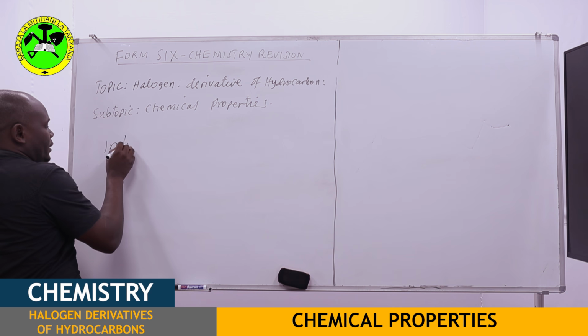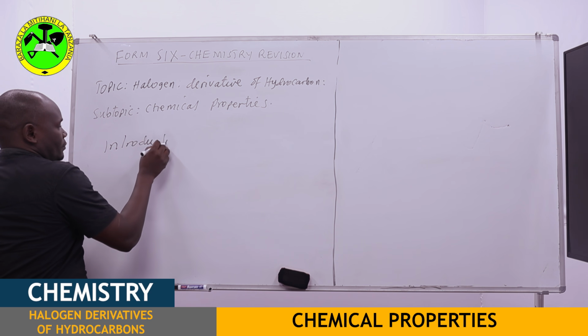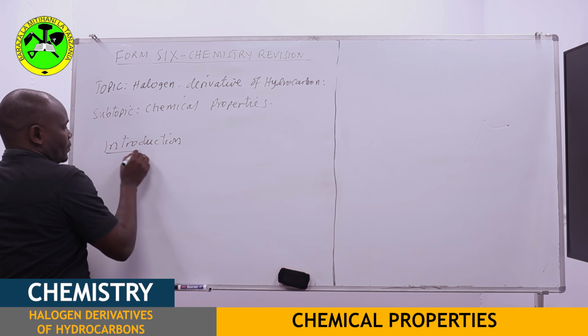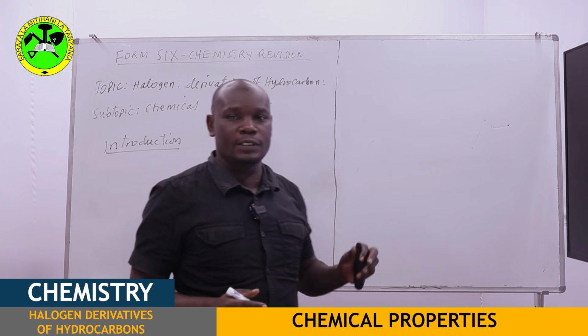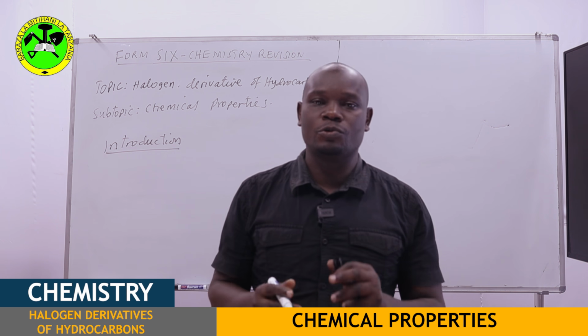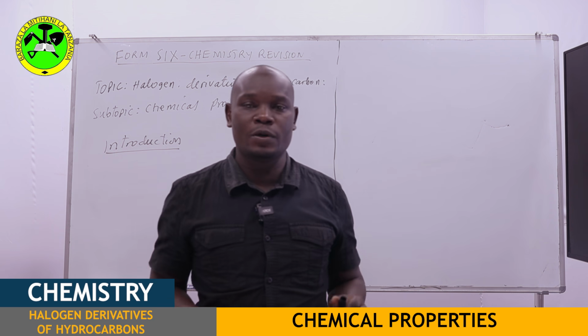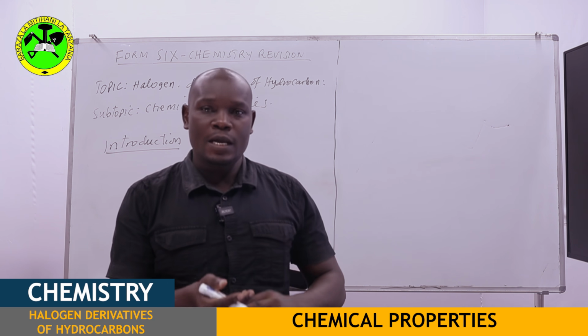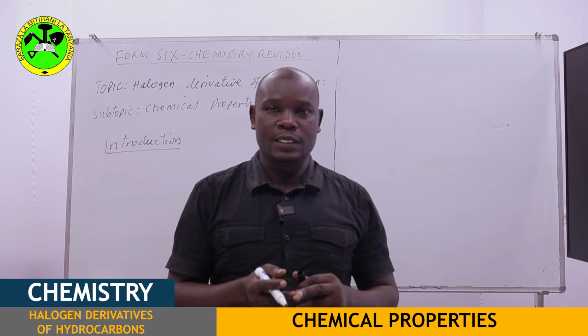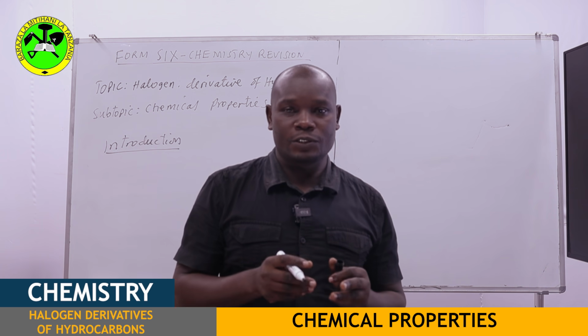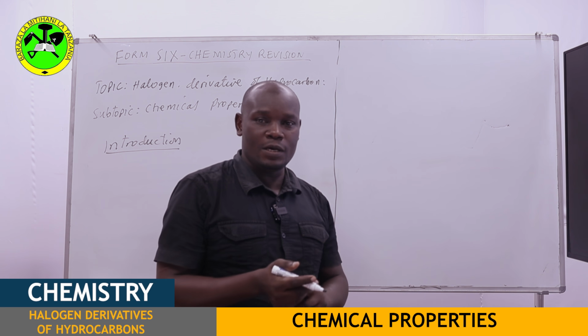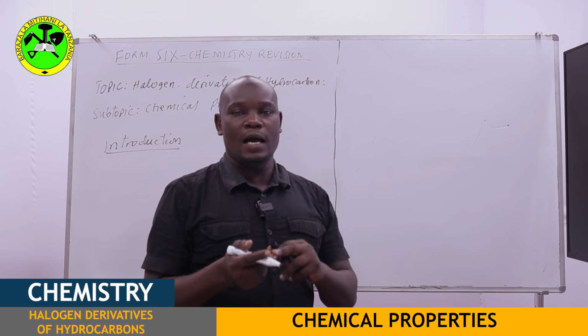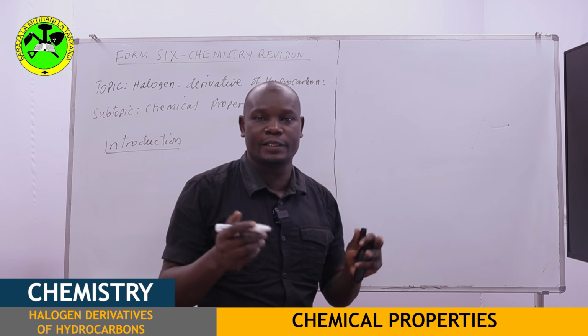By way of introduction, when we talk of halogen derivatives of hydrocarbons, we talk of compounds of carbon in which carbon, hydrogen, and halogens are found. So it involves carbon, hydrogen, and halogens, and they are represented by the general formula.